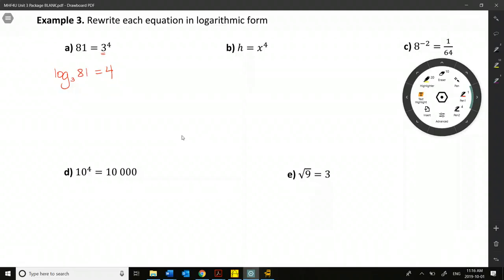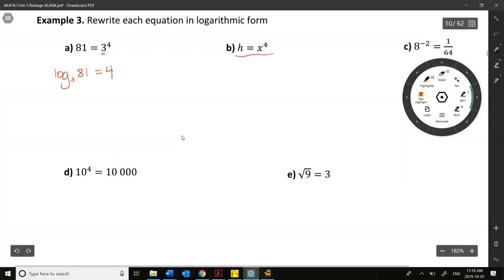So log base 3 of 81 is really asking me how many times, or what exponent, do I need to raise 3 to in order to get 81. So 3 times itself how many times equals 81? Well, 3 times itself 4 times equals 81. So that's the idea of logarithms.